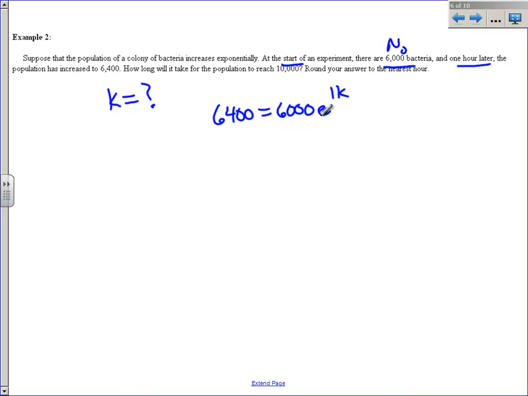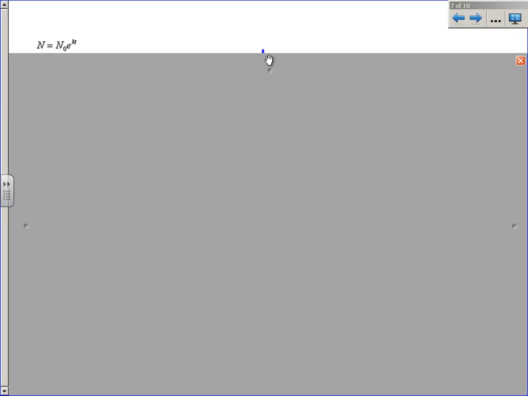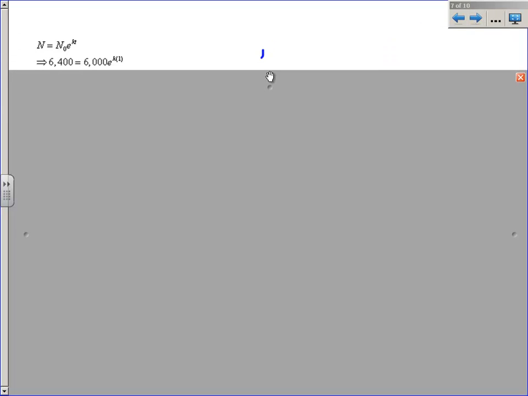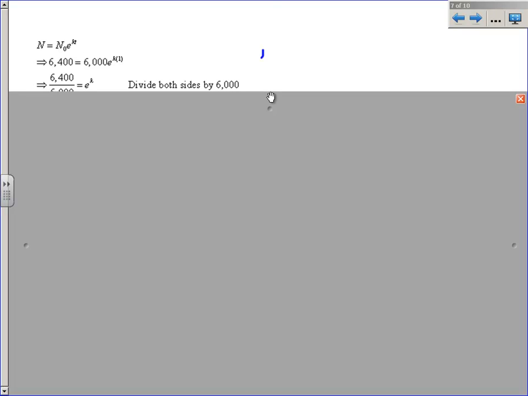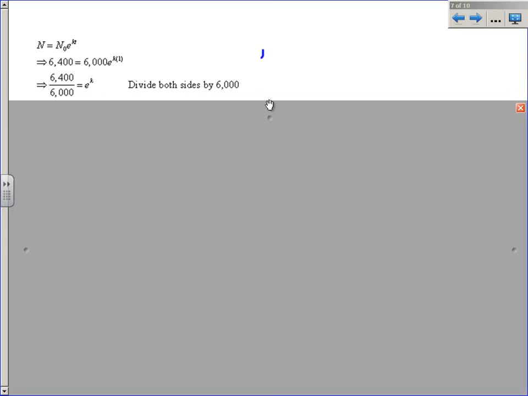So what we're going to have to do first is find the value for K. So we're going to divide both sides by 6,000 and find the value for K. I've got this worked out here. So we plugged in 6,400 and 6,000. This is your N and your N naught. We plugged in 1 for T and we had to find K. So I divide both sides by 6,000.